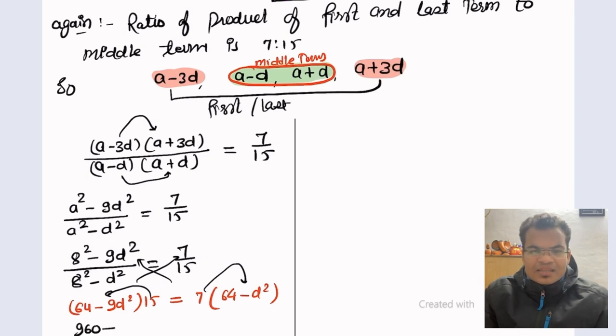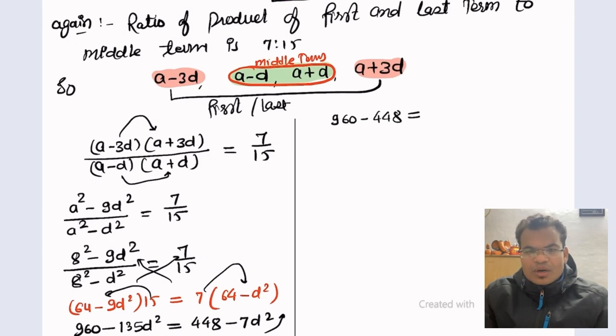So 960 minus 9 into 15 is 135 d square. Similarly in the right hand side also, 7 into 64 will be 448. Am I right? Yes, 448 minus 7d square, right? So just transpose the like terms together. So 960 minus 448 is equal to 135 d square minus 7d square, as 7d square is already there in the right hand side.